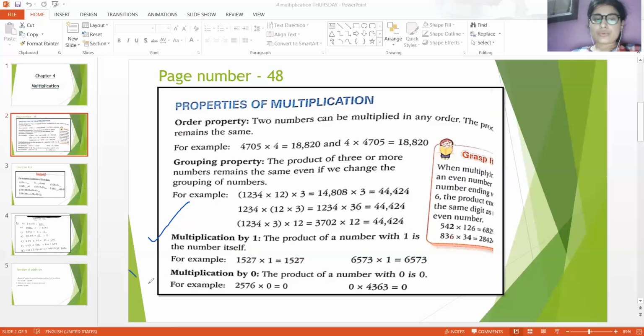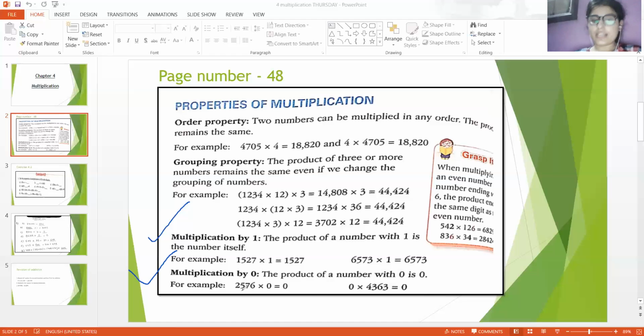Now let's go to the next property. The next property is multiplication by 0. The product of a number with 0 is 0. Whenever we multiply any number with 0, we always get 0.